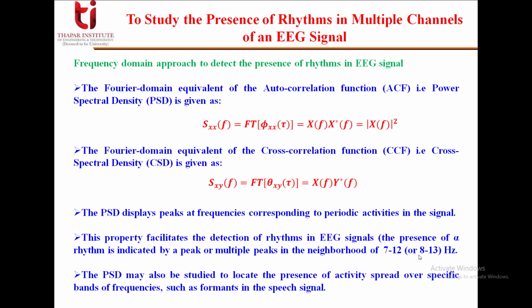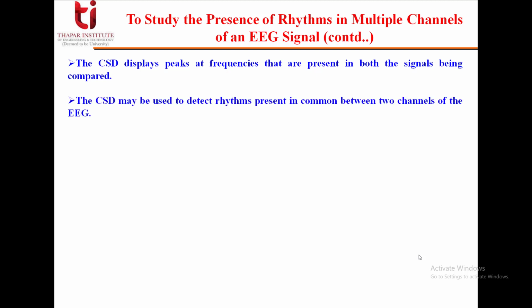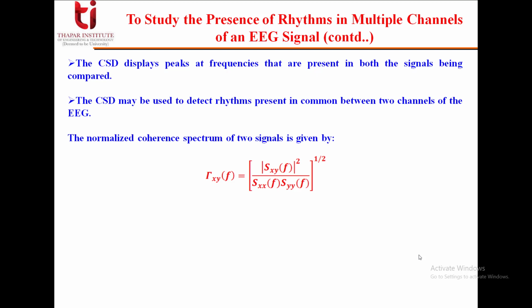The power spectral density may also be studied to locate the presence of activity spread over a specific band of frequencies, such as the formants in the speech signal. And the cross spectral density displays peaks at frequencies that are present in both the signals being compared. It may be used to detect rhythms present in common between two channels of the EEG signal.